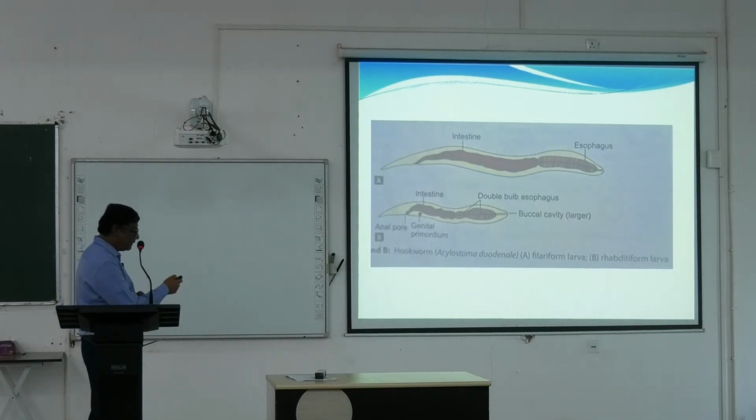This is the picture of rhabditiform larva and filariform larva of the hookworm, Ancylostoma duodenale. A is the filariform larva. In the filariform larva, the esophagus is large and the mouth cavity is small. Here in the rhabditiform larva, the buccal cavity is larger, and the esophagus has 2 bulbs, a double bulb.